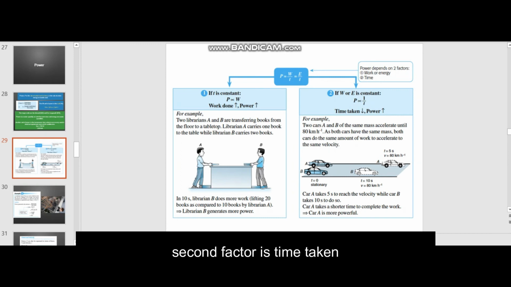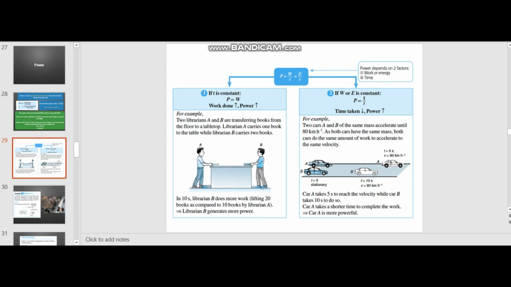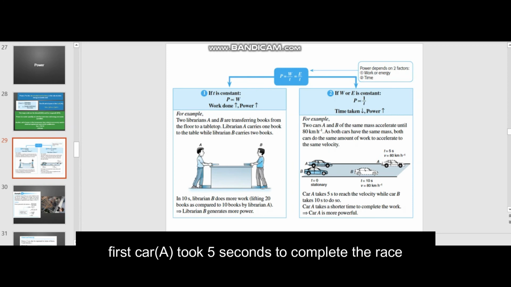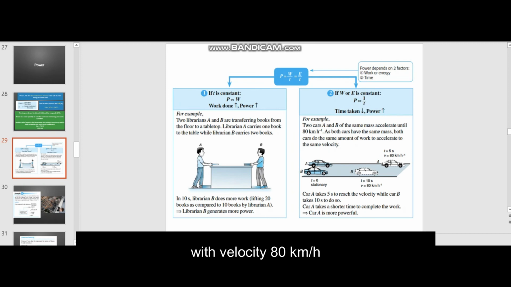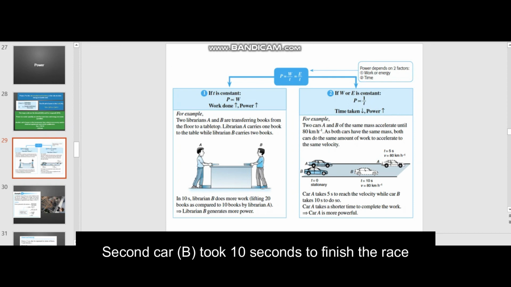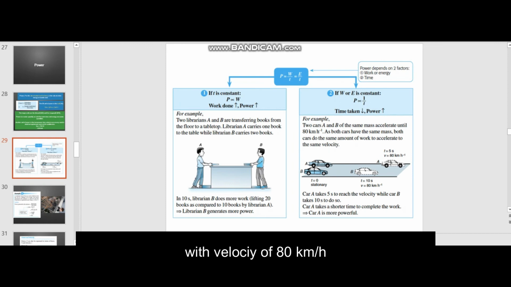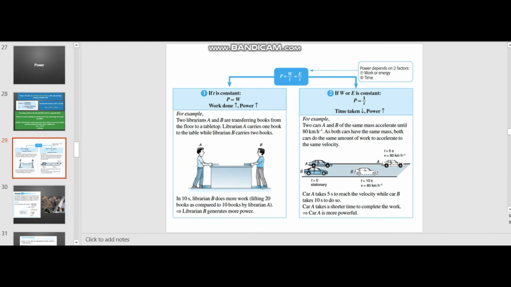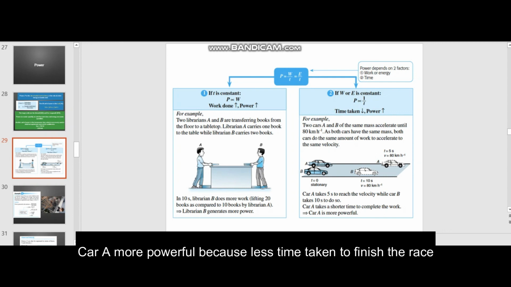And next is the second factor, which is the time taken. As we can see from this example, there are two cars. The first car takes about 5 seconds with the same velocity, which is 8 km per hour, to finish the race, while the second car took about 10 seconds to finish the race with the velocity of 8 km per hour. So car A, the first car, is more powerful because it takes less time to finish the race.